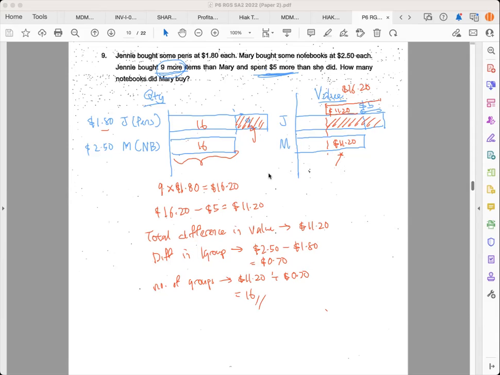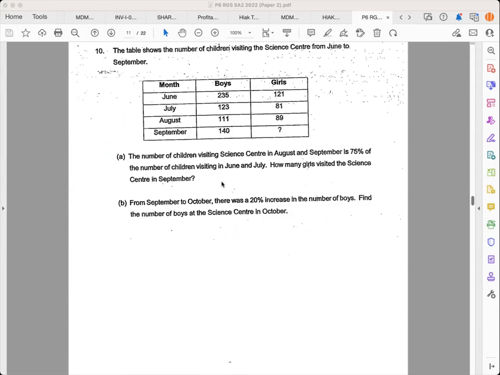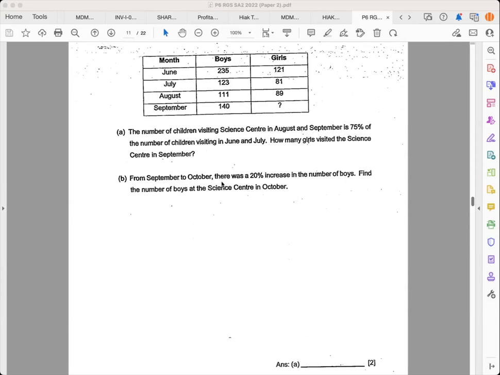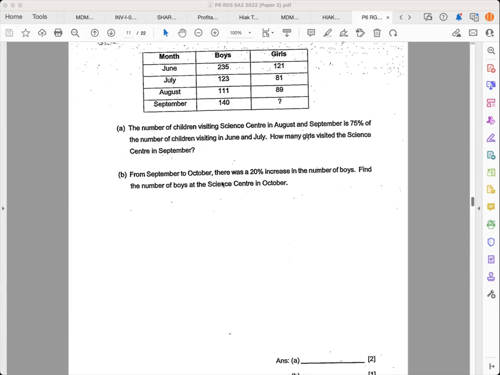Let's look at question number 10. The table shows the number of children visiting the Science Center from June to September. The number of children visiting the Science Center in August and September is 75% of the number of children visiting in June and July. How many girls visited the Science Center in September?